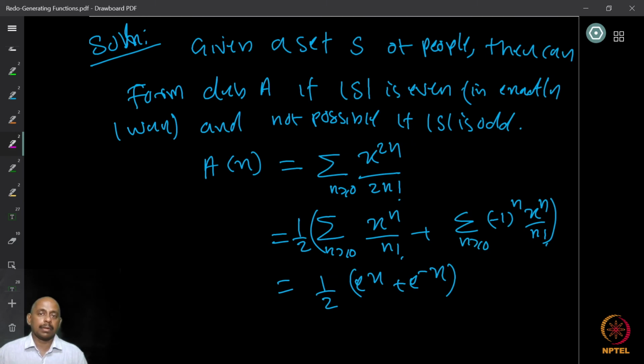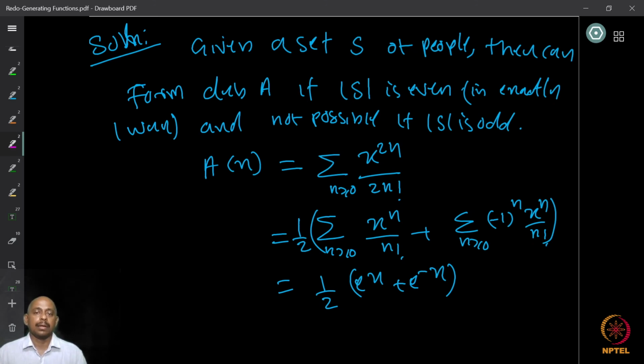So, given a set S of people, they can form a club A if the cardinality of S is even. Only when the cardinality of S is even can we form a club, and there is precisely one way to do it. Once you say these are the guys going to the club, if it is exactly an even number of members, they form the club A. If the cardinality of S is odd, we cannot form a club of type A.